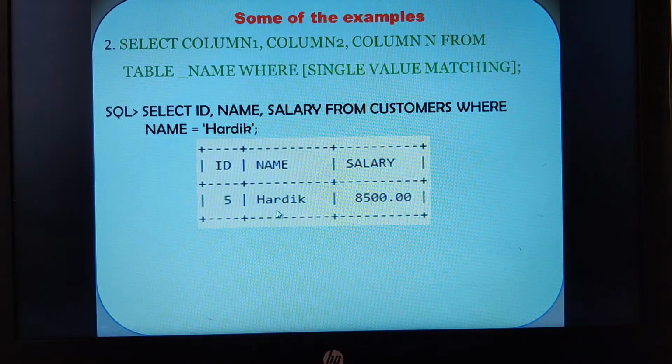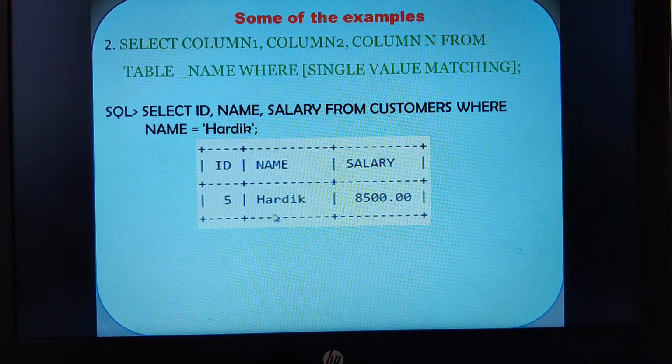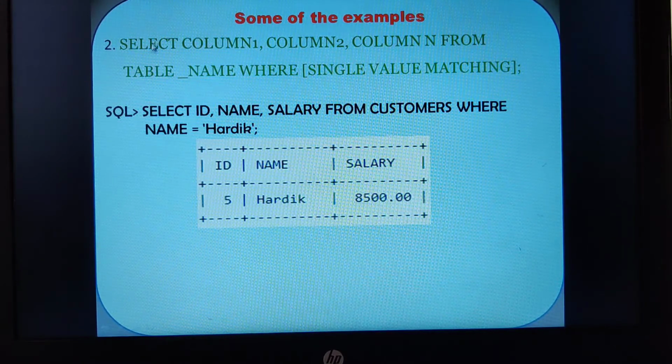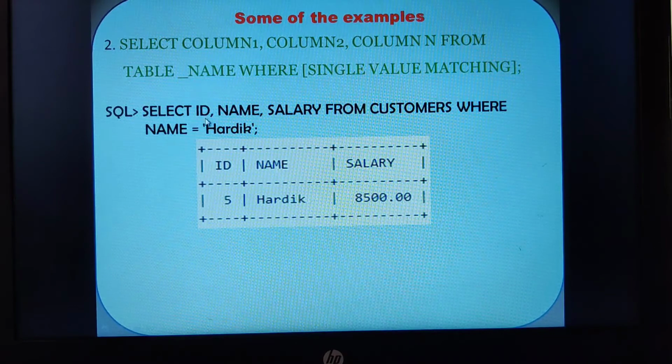Then the third form is, suppose based upon a single value matching, I want to retrieve a particular record. Then I have to use the select command because it is retrieving the answer for you. So select column 1, column 2, column n from the table name where you specify the single value matching. Let me show an example so that you can clearly understand. Select ID, name, salary from customers where name is equal to Hardik.